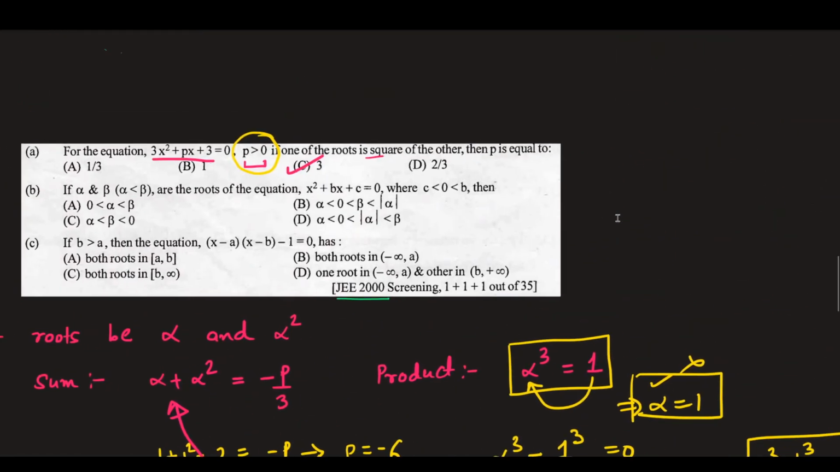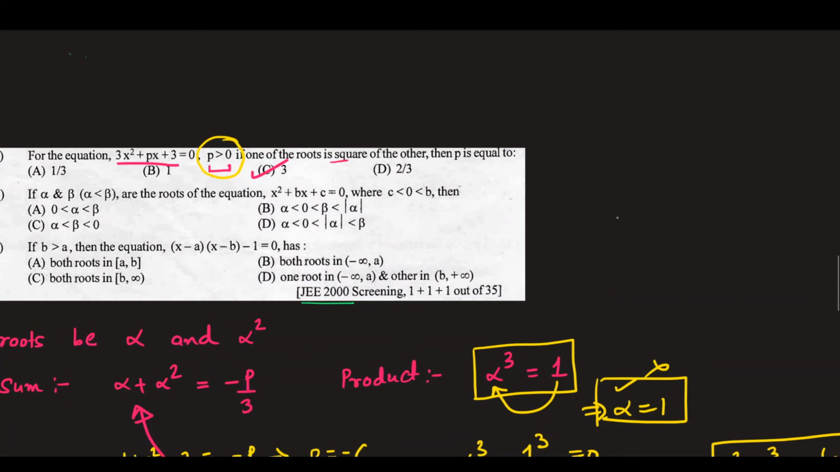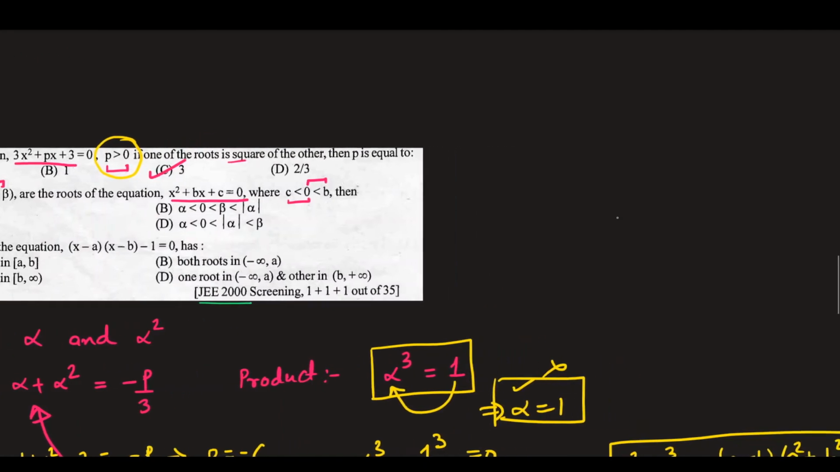Now we have the second question as this. It says that we have x square plus bx plus c is equal to 0, and c is negative and b is positive. We also know that beta is greater than alpha, and alpha and beta are its roots. So the solution of the b part I am doing here. We know from the sum condition that alpha plus beta is equal to minus b. As b is positive, minus b is negative. This implies alpha plus beta is less than 0.